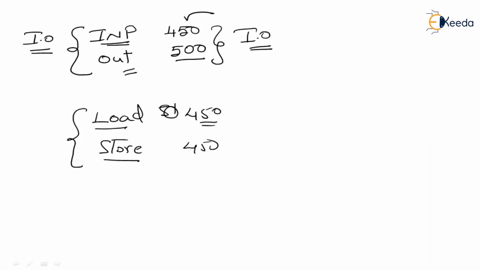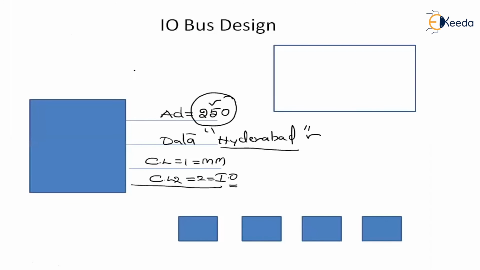Okay, in the isolated IO, unlike distinct IO, address and data buses are same, but only the control buses will be different. That is, I do have two control lines. One control line is for main memory and one more control line is for IO. This is how these are going to be differentiated.